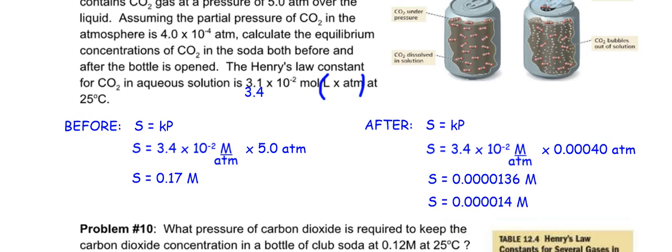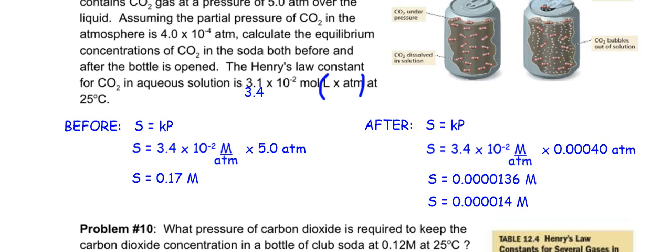So at high pressure, you have a high concentration of carbon dioxide in your pop. After you leave the bottle open, the partial pressure of carbon dioxide is pretty low. Think about how much carbon dioxide is in our atmosphere. Not much. So the partial pressure of carbon dioxide is pretty low, and it all comes out, and you have very little left in solution.